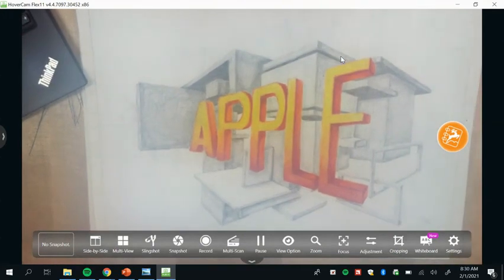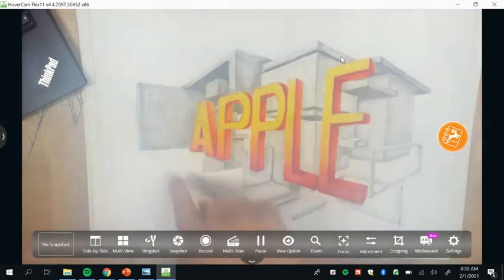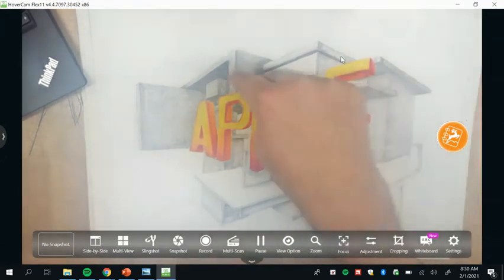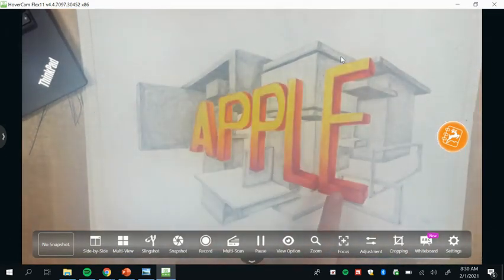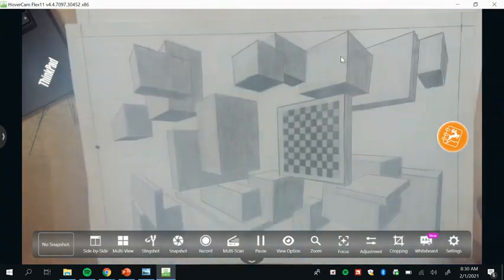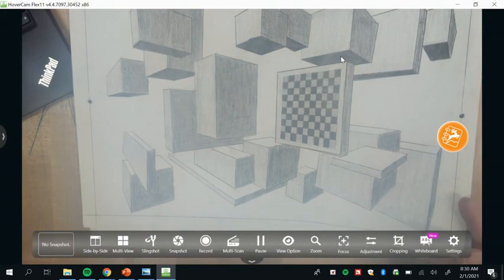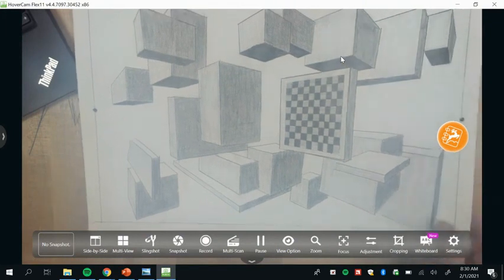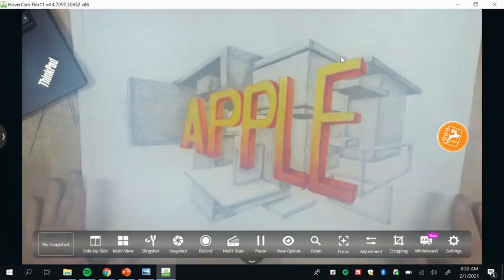All right. Hello, everybody. Today we are going to start working on this project right here. We've been working on the background, but now we're going to start working on the word. This was our last project, and this was basically practice for this project.